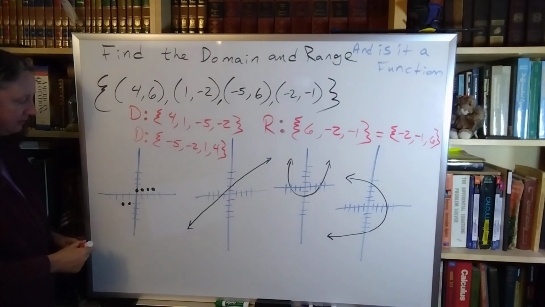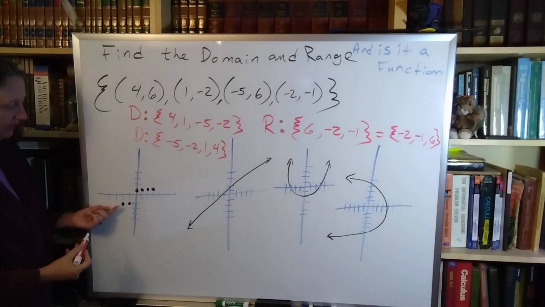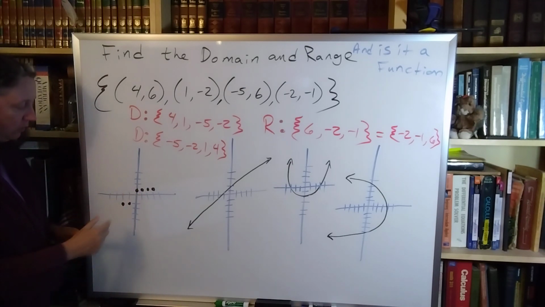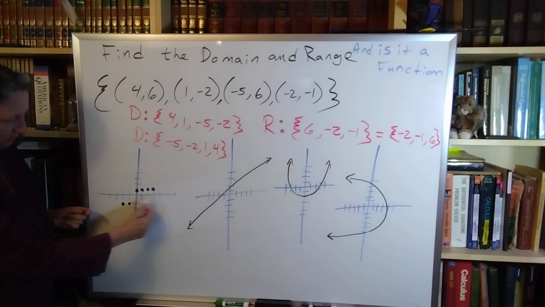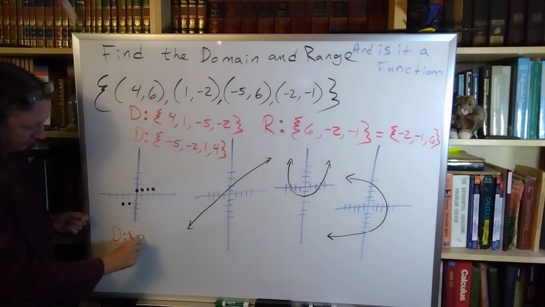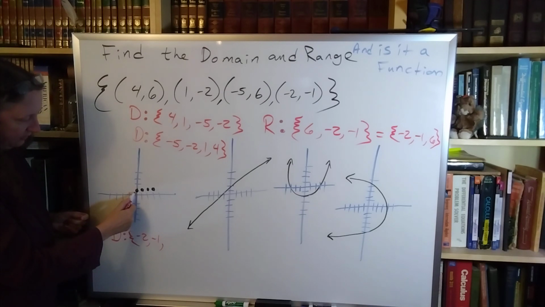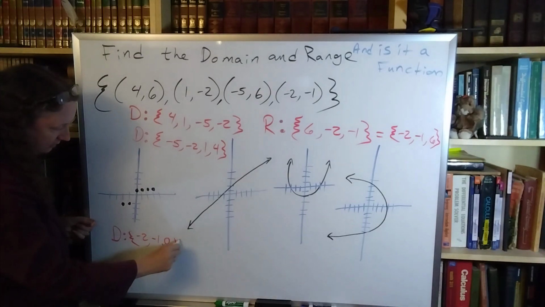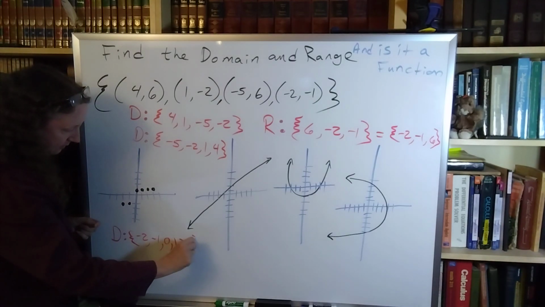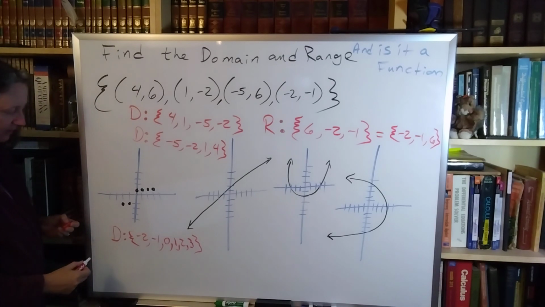Looking at this example down here, we have only these specific points because we have only those dots in there. So my domain is going to be my x values of those. So my x value is my left and right. So I start with my -2, my -1, 0, 1, 2, 3. And close my domain. Close my set.